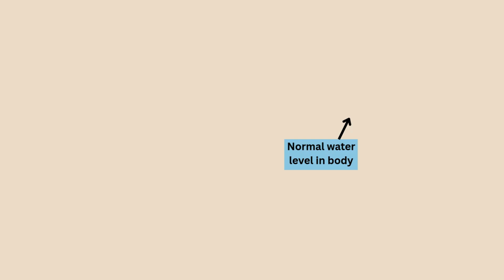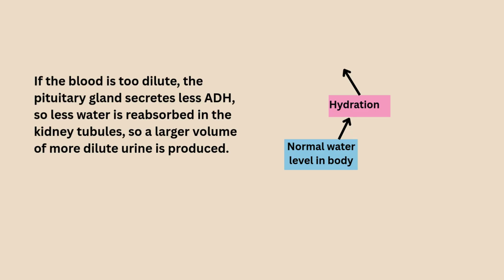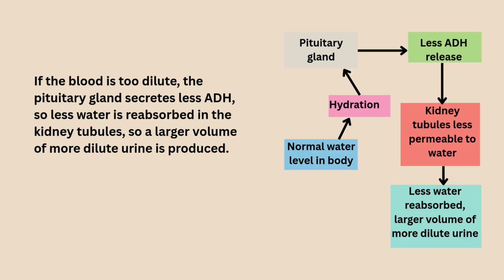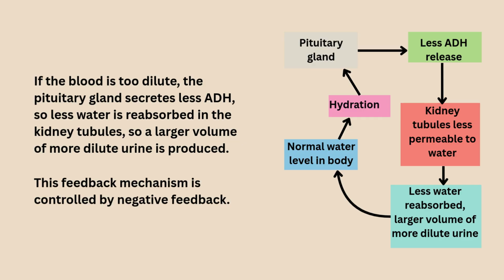Let's look at the opposite example. If there is a normal water level in the body and hydration occurs, this means that the blood is too dilute, so the pituitary gland will secrete less ADH. This means the kidney tubules will reabsorb less water, so a larger volume of more dilute urine is produced, and so the normal water level in the body is restored, and this feedback mechanism is controlled by negative feedback.